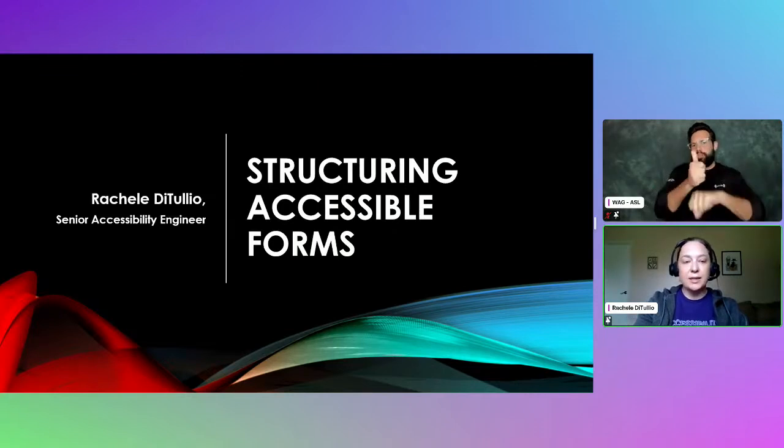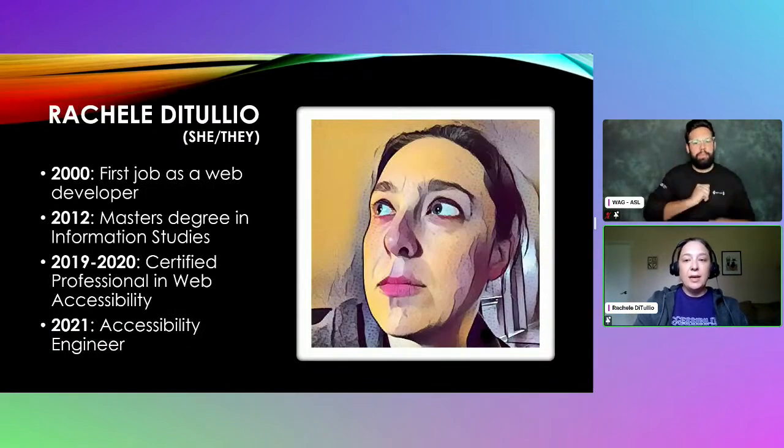Before we get started, let me tell you a little bit about me. I've been working with the web for a long time. I got my first job as a web developer back in the year 2000. And I worked for a couple of software companies doing front-end web development before I decided to go back to grad school and study information studies with an endorsement of specialization in user experience design. And that's where I really got an interest in accessibility. I was able to use that for a lot of my coursework, and it's really informed my career ever since.